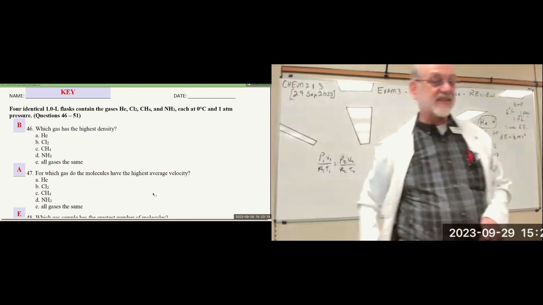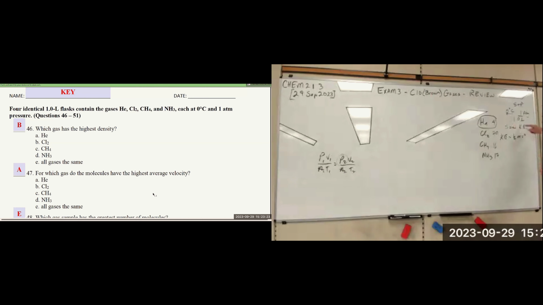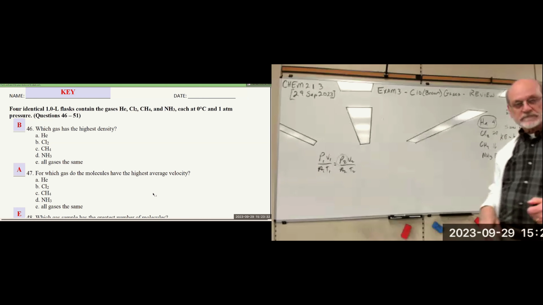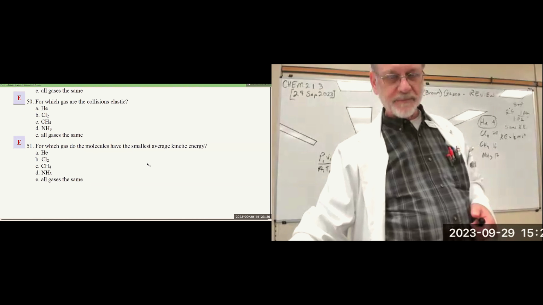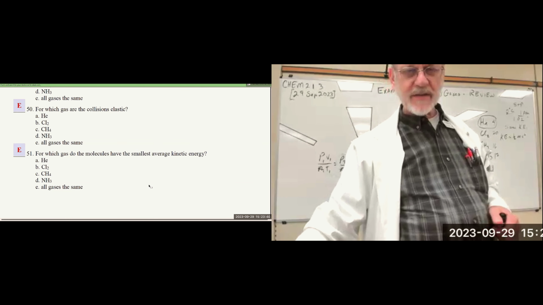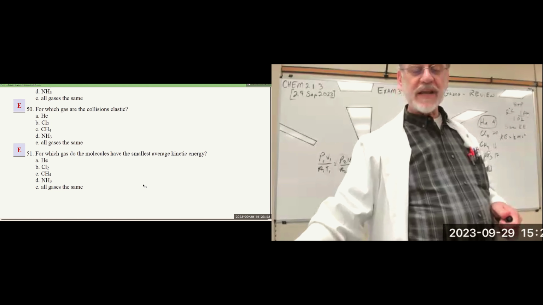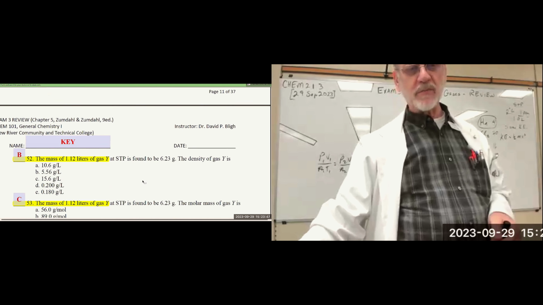Which has the highest density? Well, if they're the same number of particles in the given volume, then the heaviest one will have the highest density. Chlorine. All right. Which gas has the smallest average kinetic energy? They're all the same, right? We already said that. So we can move on.